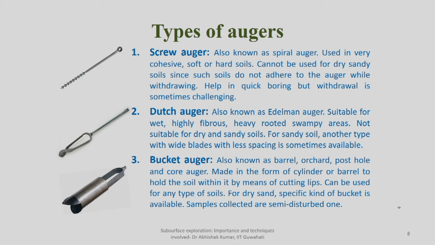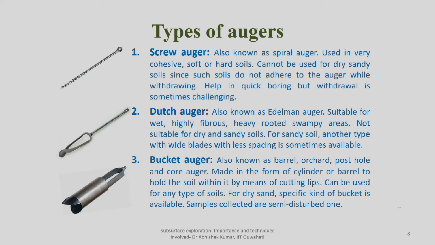The previous one, though you are able to penetrate, you will not be able to get any sample onto the surface, because once you start pulling it, because of roots, it will actually retain the soil sample. But in the Dutch auger, as the sampler indicates, once you start rotating, it will tear all the fibers or roots, and then whatever soil sample you are collecting inside that gap, you can easily bring onto the surface. This is particularly for heavy rooted soil. For sandy soil, another kind of auger with wide blades but with less spacing is more suitable, or is sometimes available. This one again you can use for cohesive soil, particularly when it is highly fibrous or heavy rooted.